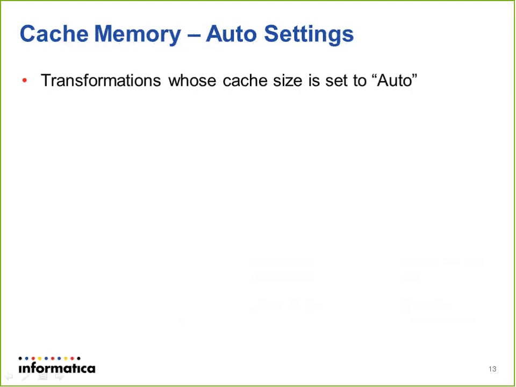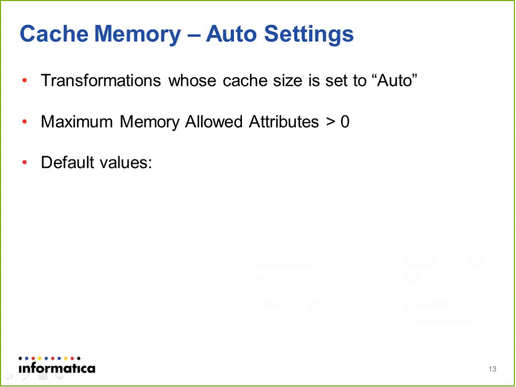The integration service allocates cache memory for XML targets, aggregator, joiner, lookup, rank, and sorter transformations whose data and index cache sizes are set to auto. It is based on the values specified for the auto memory settings in the form of absolute value or as a percentage. The integration service stores key values in the index cache and output values in the data cache. When any of the auto memory attributes is set to zero, auto memory allocation is disabled. Default values of auto memory attributes are as shown.